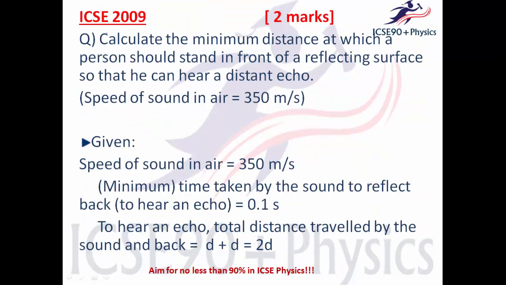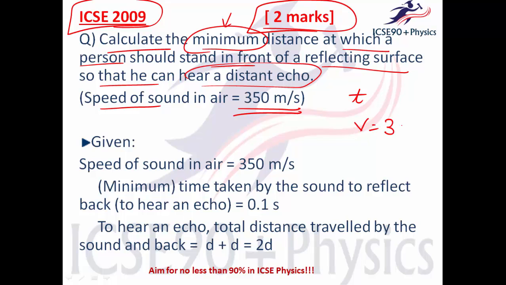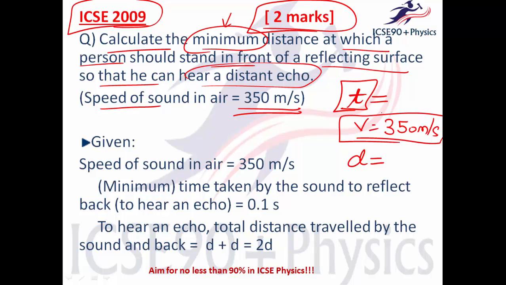Now again we have a very similar example from ICSE 2009 forward 2 marks again, which says calculate the minimum distance at which a person should stand in front of the reflecting surface so that he can hear a distinct echo. Now what do you understand by minimum distance? This is a keyword over here. Notice that over here you are not given the value of time t. You are only given the speed of sound in air as 350 meters per second. You need to calculate the distance d, and unlike the other two examples, you are not given the time t.